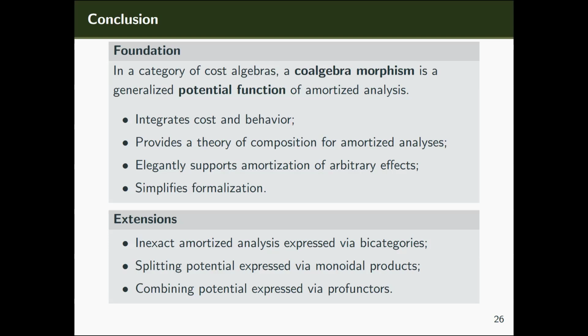We were also able to add some extensions to this. So we wanted inexact amortized analyses, and we could just upgrade to bicategories for that. We wanted to split potential, well, we could use monoidal products for that, and we wanted to combine potential, so we upgraded from functors to profunctors. And that's about all I have to say. If I could take comments and questions, that'd be great.